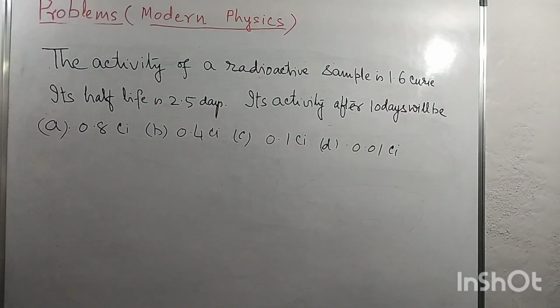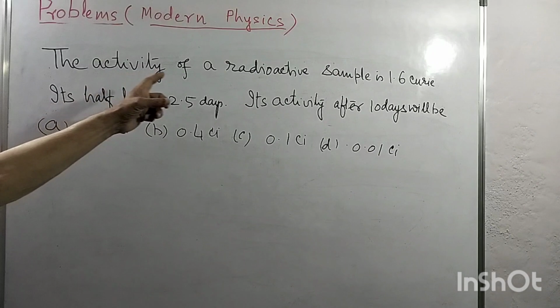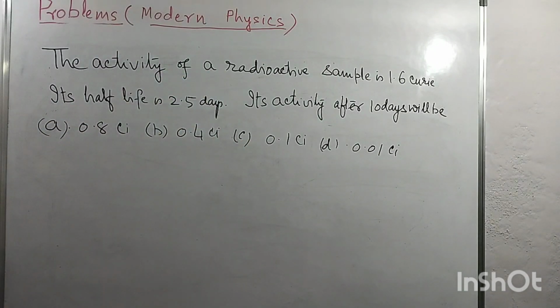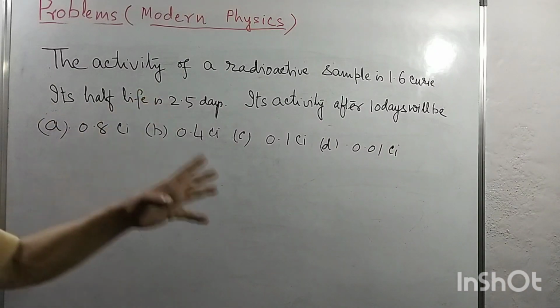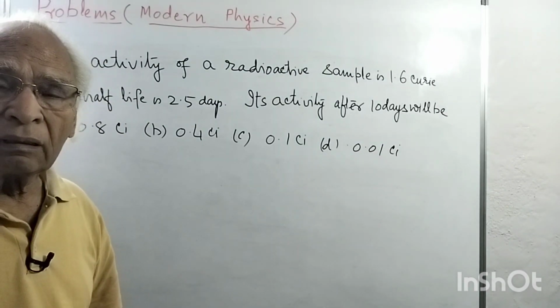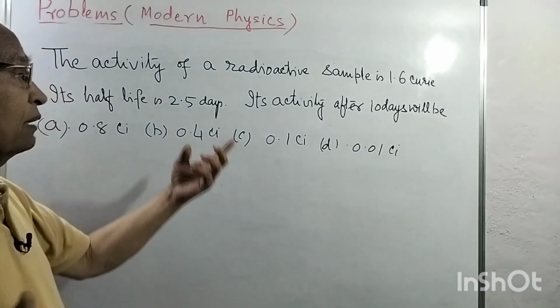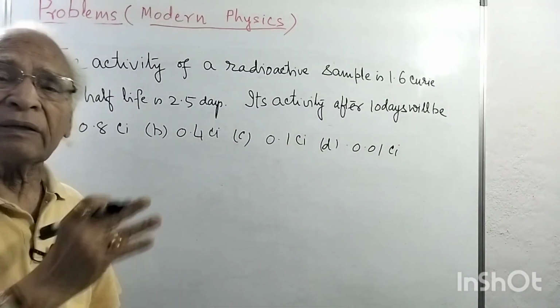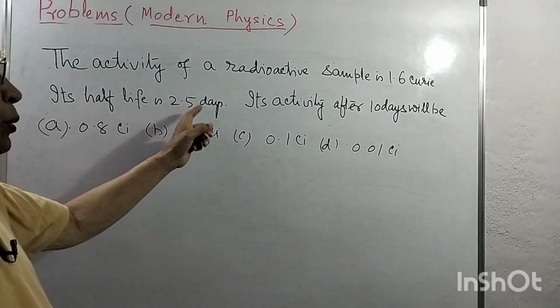Well, I have a very small question. The activity of a radioactive sample: you know, a radioactive sample is decaying. The number of radiations coming out per second, that disintegration rate, its activity, decreases. It depends upon the half-life. If the half-life is small, it will have fast decay, and the decay probability will be more. If the half-life is large, the decay probability will be less. So, half-life is 2.5 days.